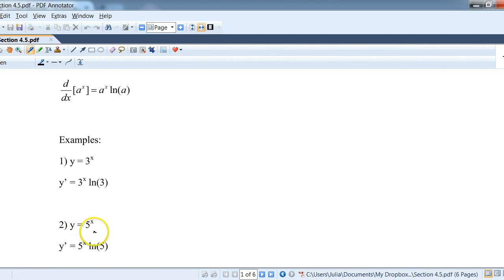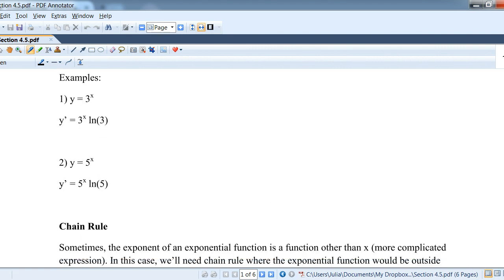Same thing with y equals 5 to the x power. The derivative is 5 to the x power times ln of 5. And again, it's okay to leave it like that.